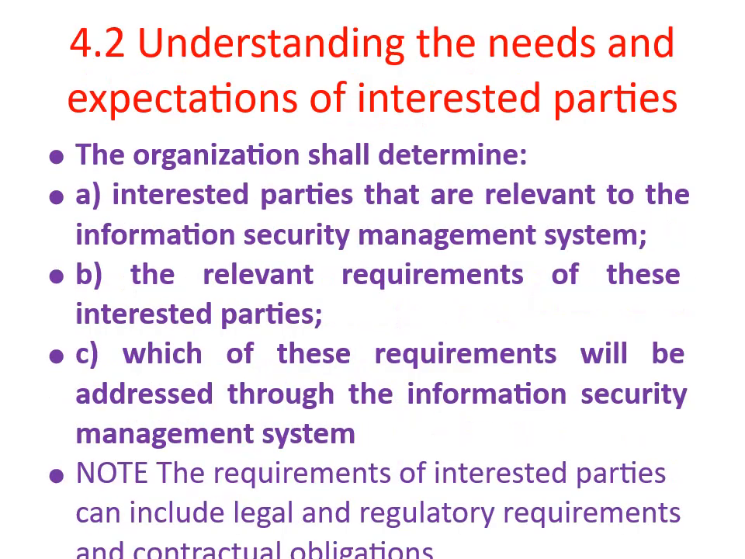Interested parties. Organizations must identify interested parties relevant to information security. Interested parties may include customers, employees, suppliers, regulators, government authorities, investors, contractors. The organization must understand their expectations and determine which requirements will be addressed within the ISMS. These requirements may include legal obligations, regulatory requirements, contractual agreements, customer security expectations. This ensures the ISMS aligns with stakeholder expectations.